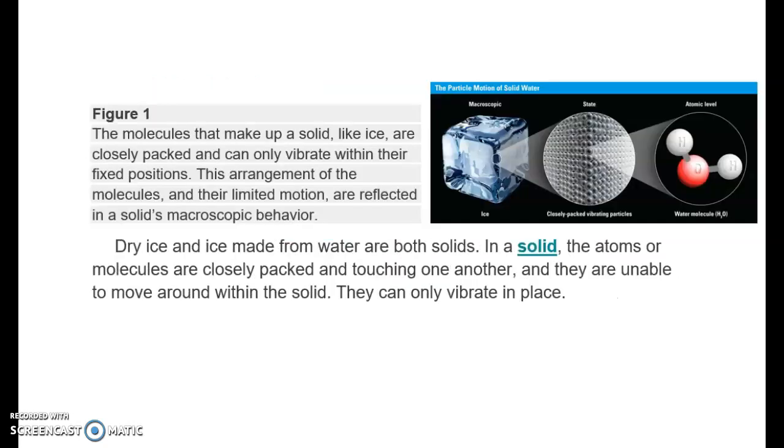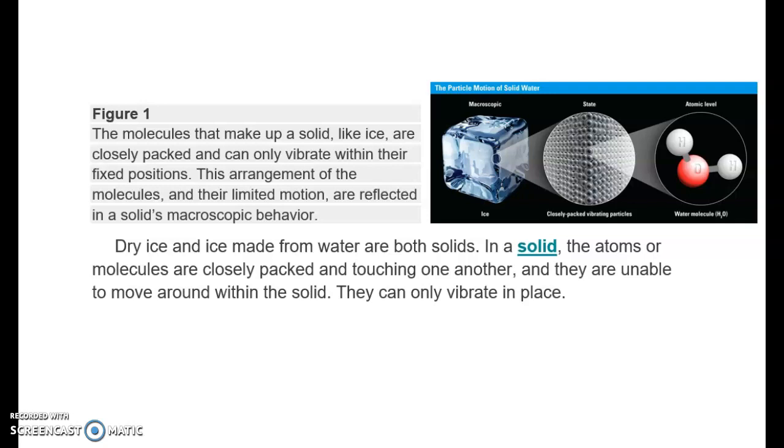This picture, Figure 1, shows the molecules that make up a solid. Like ice, they're closely packed together and can only vibrate within their fixed positions, so they don't move very much. This arrangement of the molecules and their limited motion are reflected in a solid's macroscopic behavior. So because they're so rigid and packed together and don't move very much, we see that as a solid. Dry ice and ice made from water are both solids.